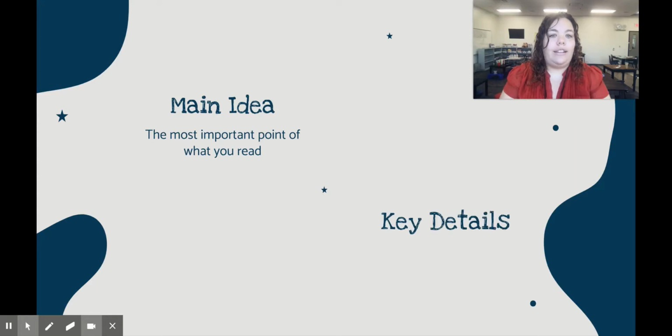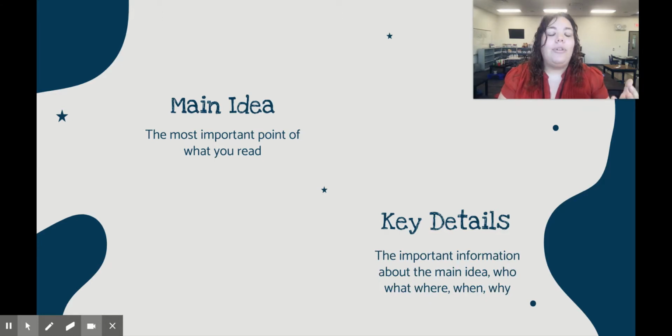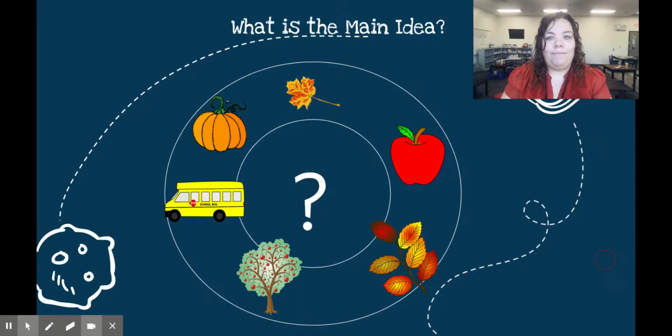And then the second part is the key details. The key details are just like the important information that's about the main idea. Usually the key details are going to answer information like who, what, where, when, and why. So we're going to use some pictures to try to get the main idea.